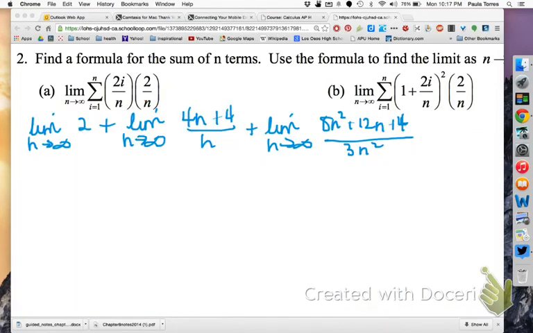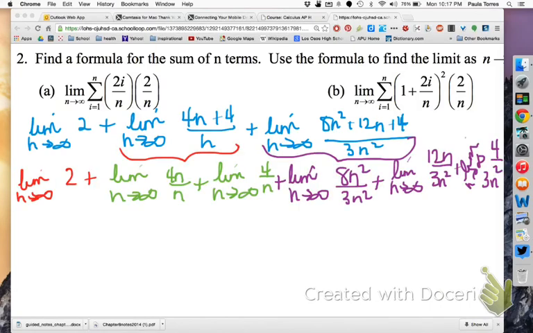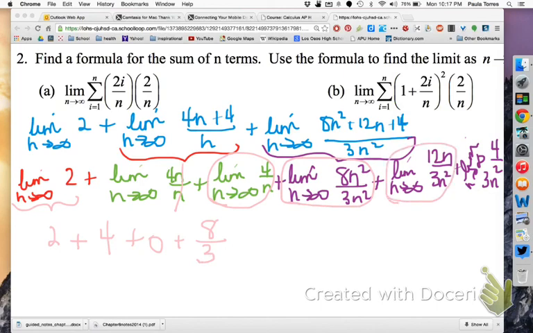So I simplified out, and now I'm ready to do some splitting and start taking the limit. And so now I can look at each piece separately. The limit for this, of course, is just 2. Here the n's will cancel, and I'll have 4. This one's going to be 0, because the numerator is smaller than the denominator. The next one is 8/3, because the degrees are equal on top and bottom. The next one is 0, because the numerator is smaller. And the last one is 0, because the numerator is smaller.